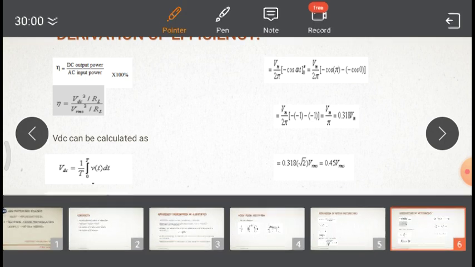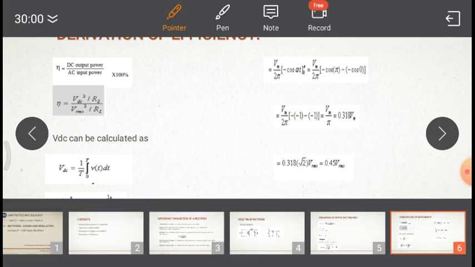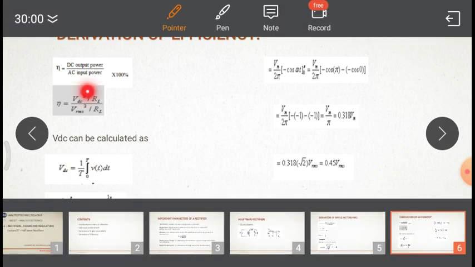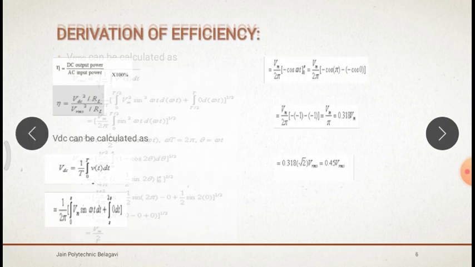If you are substituting cos of pi minus cos of 0 in the integration, Vm by 2 pi times minus of minus 1, since cos pi is minus 1 and cos 0 is 1, and again the minus sign here. So you will be getting Vm by pi, which is 0.318 Vm. Again, if you are simplifying, you will be getting 0.45 V_RMS. We only calculated V_DC so far. You have to substitute that in the efficiency equation.